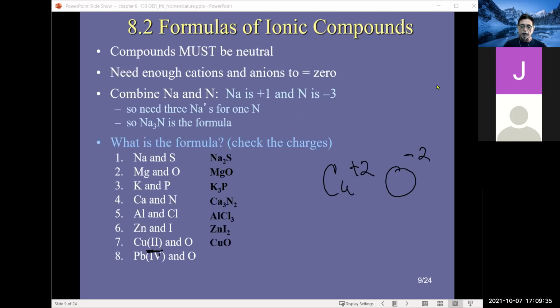All right, one more. Let me clear this up a little bit. Here we have lead, Roman numeral 4, which tells you that that's a +4 oxidation state. The oxygen, like we did before, always has a -2, the oxide. All right, so that means that we need 2 oxides to balance the +4 of the lead ion. And so its formula becomes PbO subscript 2.